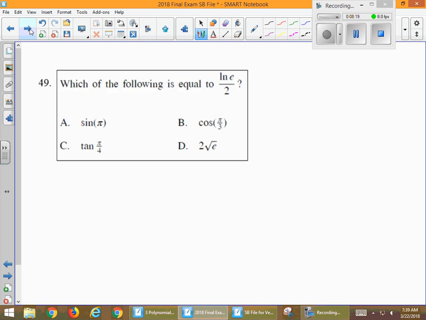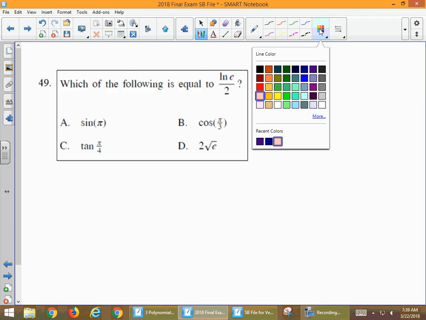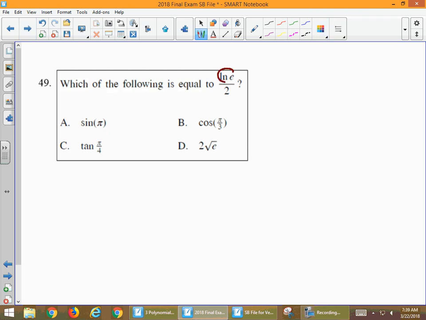All right, we'll fit one more on this video. Which of the following is equal to ln of e over 2? Well, we've got to work with ln of e over 2 first. And the nice thing about ln of e is that it is 1. And that's because the base of ln is e, so e to the first power equals e. So this is actually 1/2. So we're looking at which one of these values down here is equal to 1/2.